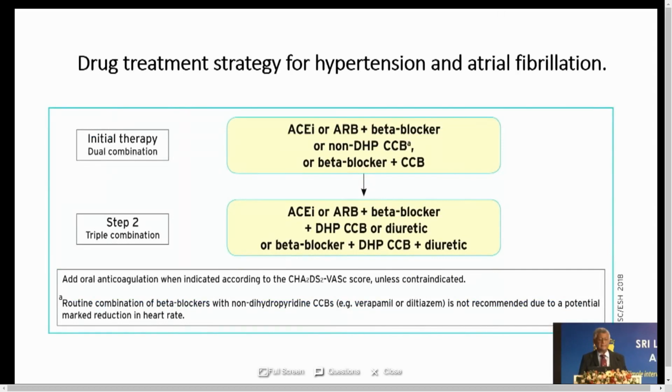When the patient has atrial fibrillation, heart rate control becomes one of the important aspects. So you can use either beta blockers or non-dihydropyridine calcium channel blockers to control the heart rate, plus ACE inhibitors or ARB blockers to control the hypertension.